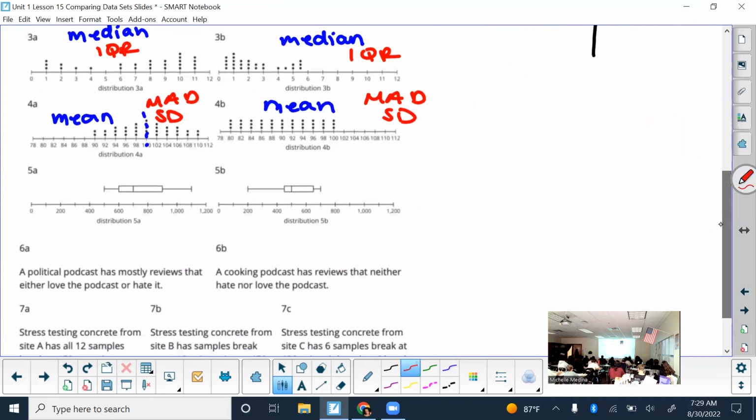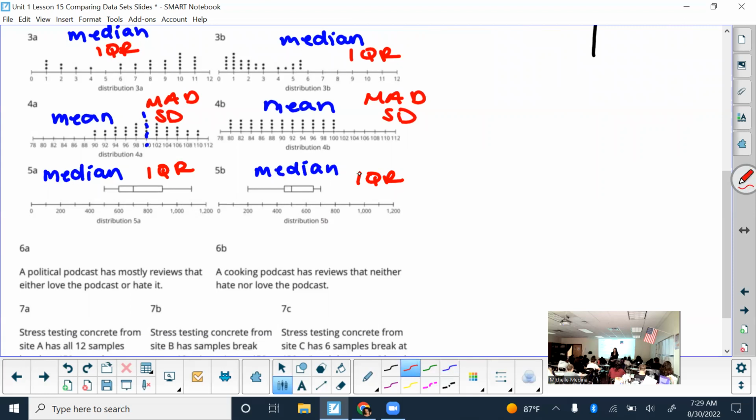Box plots now, those are fun. 5A, would you say that that box plot is symmetrical or not symmetrical? The whiskers aren't that even in length, the median's more to one side. So what's the better measure of center? Median. Therefore, my better measure of spread is IQR. What do we think for 5B? Same thing. Median and IQR because the data is not symmetrical, it's skewed in one direction.